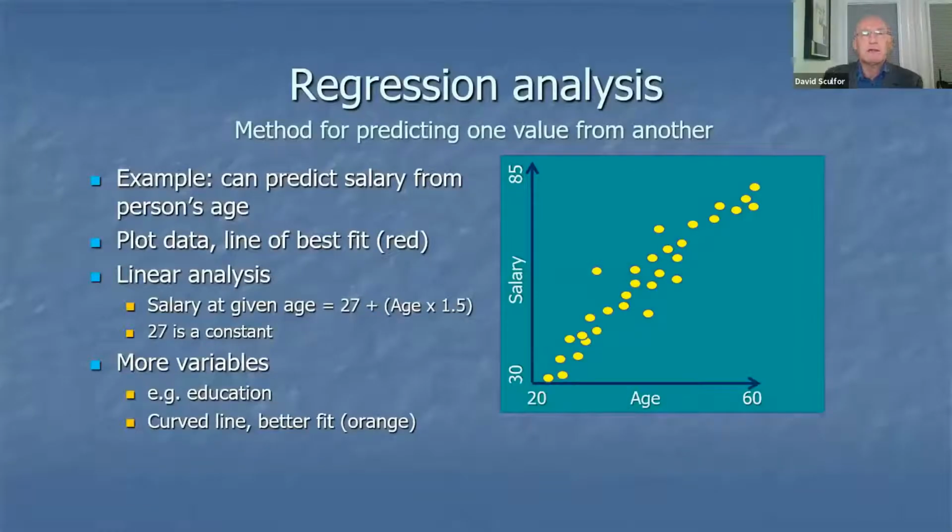I mentioned earlier about how regression analysis was used, and it's worth just spending a moment, if you're not familiar with regression analysis, because it does highlight one or two important principles in biometry. So regression analysis is a method of predicting one value from another. The example I've given there is you can predict a salary from a person's age. So the salary of somebody in a particular company, perhaps in a particular post.